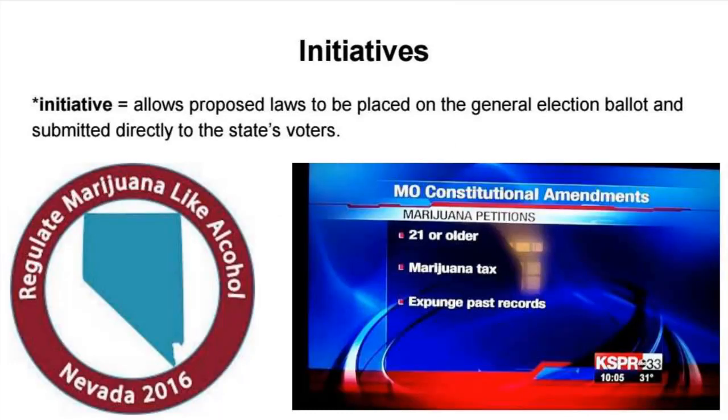Initiatives allow proposed laws to be placed on the general election ballot and submitted directly to the state's voters, and that is how things like legalization of marijuana, for example, have come to be, is interest groups promoting long enough and hard enough for politicians to allow for referendums to appear on statewide ballots, allowing for marijuana sales or allowing for gambling. Those are only a couple examples of the things that interest groups would promote being decided upon by the people. That's the conclusion of this lecture.